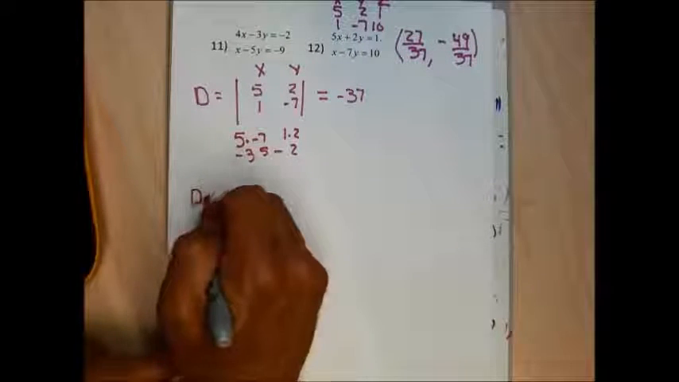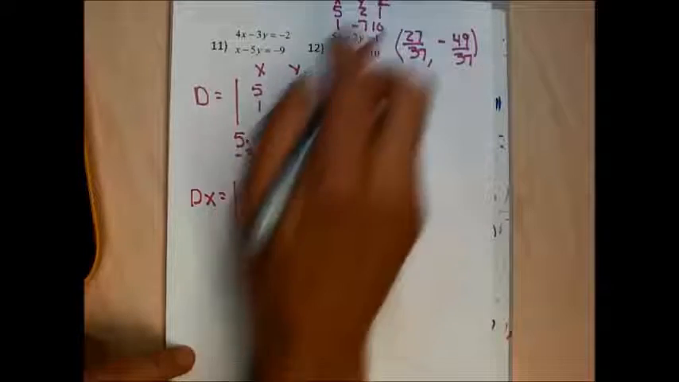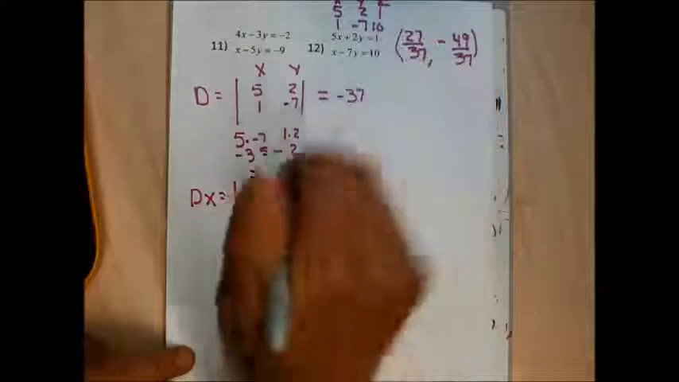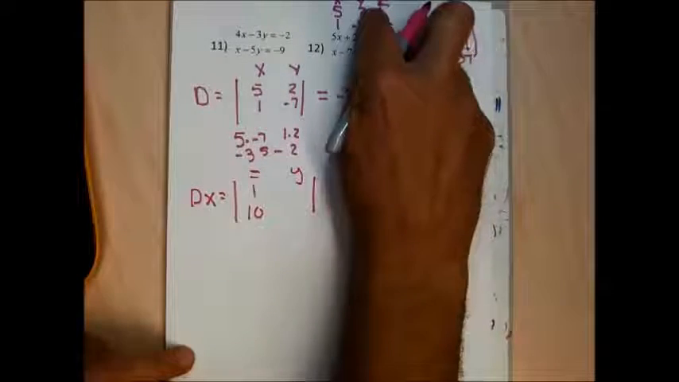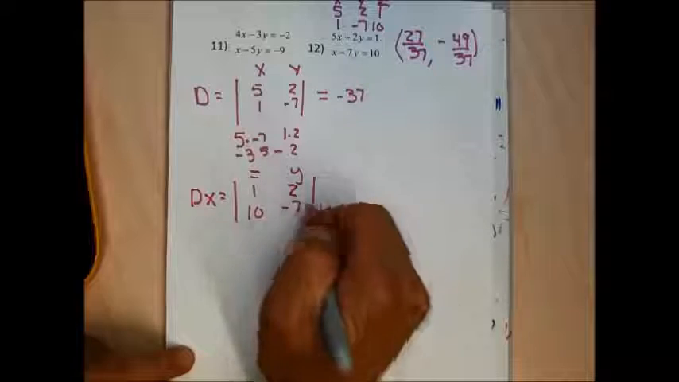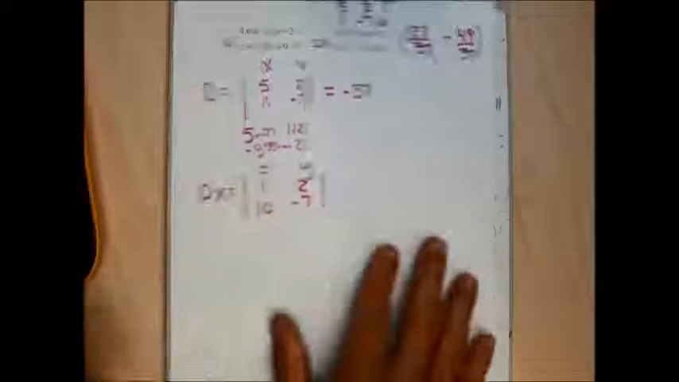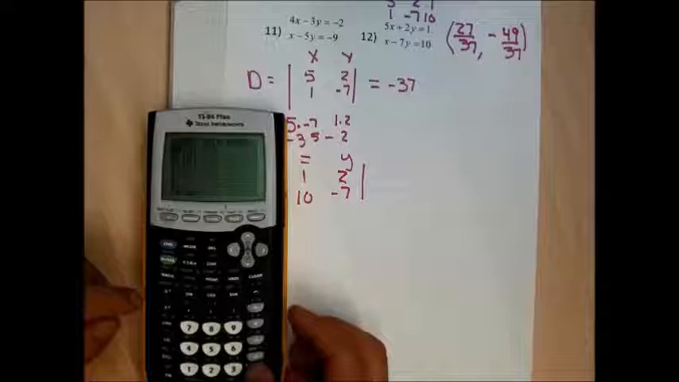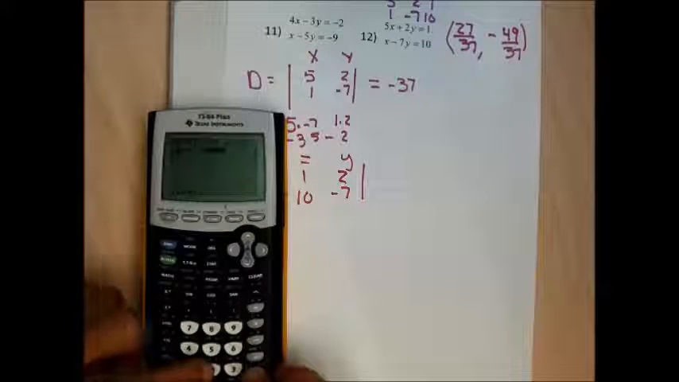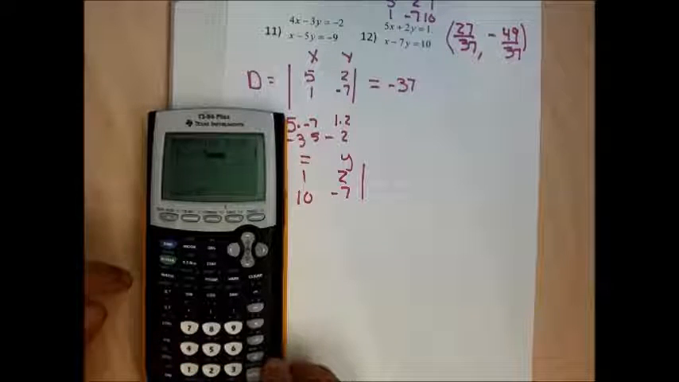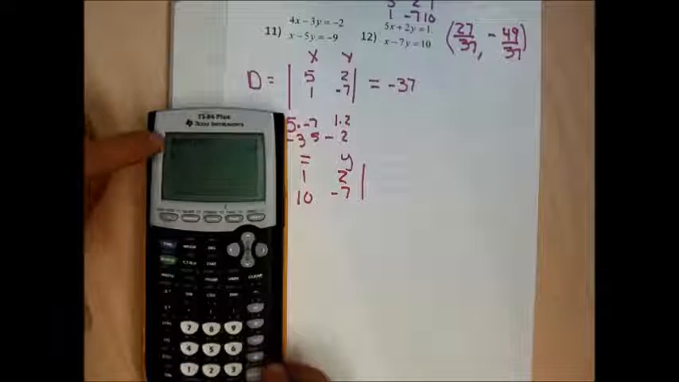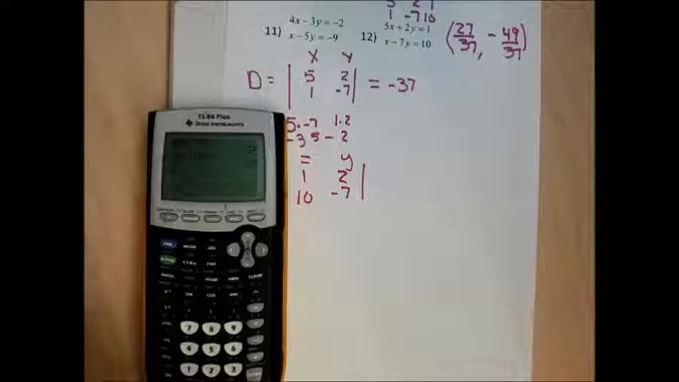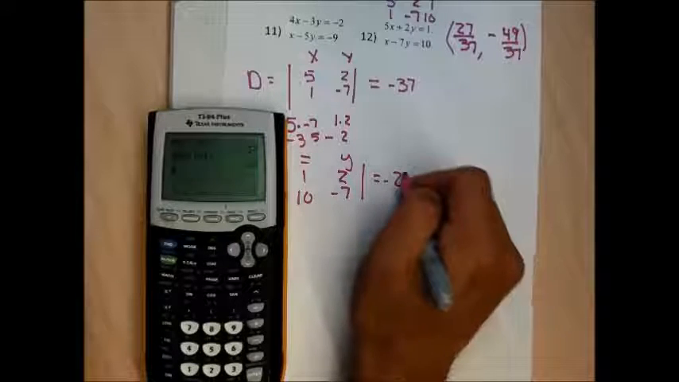The D sub x number has the numbers from the equal column, then the numbers from the y column. The numbers from the equal column in that matrix are 1 and 10. The numbers from the y column are 2 and negative 7. I'm going to do it on my calculator. I don't care to do these by hand. We don't have to on the test. So second matrix, edit, enter this 2 by 2 matrix, 1, 2, 10, negative 7. Second and quit, because the last thing I did was determinant. I could just hit second and enter enter again. This is going to give me negative 27.